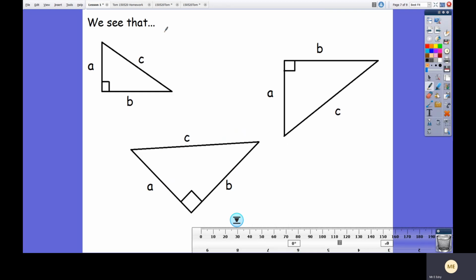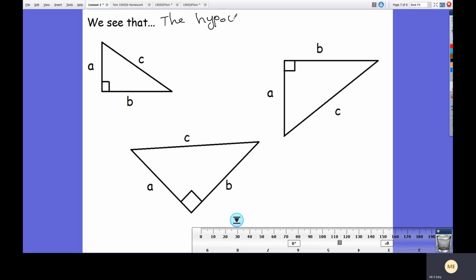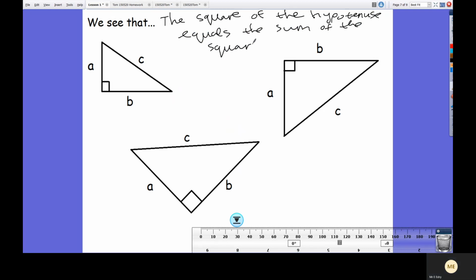So I'll just go here. We see that the hypotenuse squared, or I'll say the square of the hypotenuse, equals the sum of the squares of the two smaller sides for any right angle triangle.